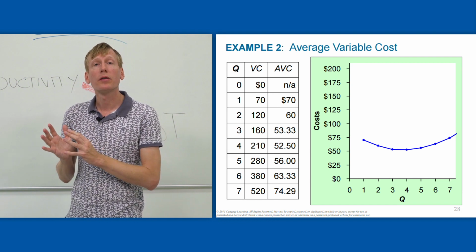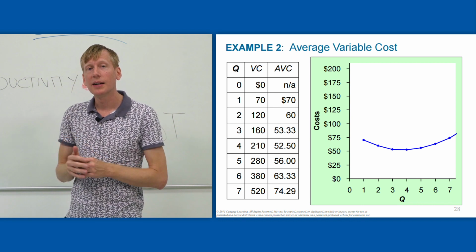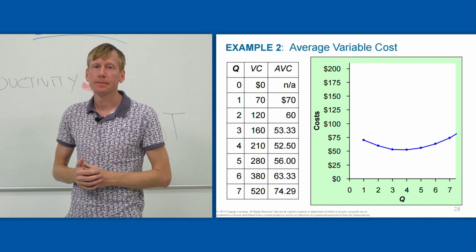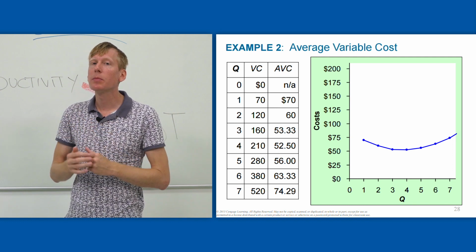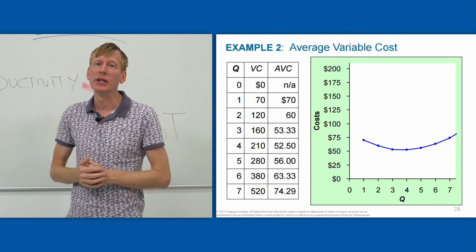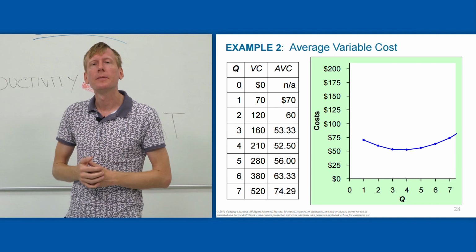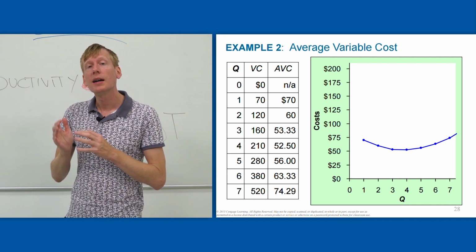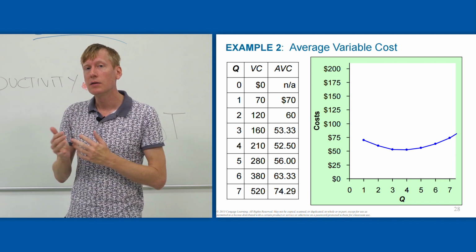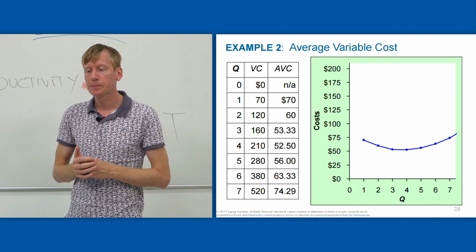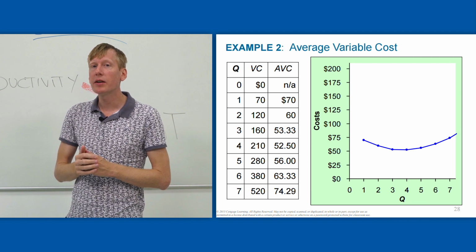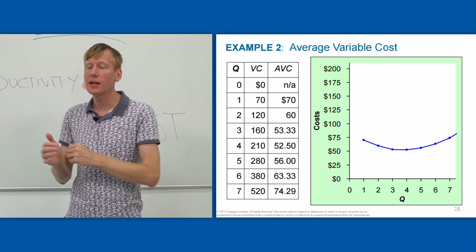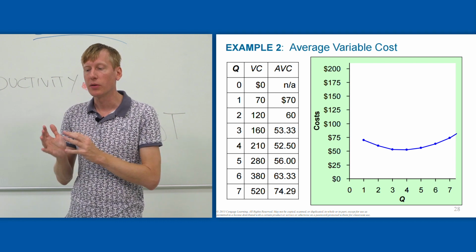For our third unit, our total variable cost increased from 120 to 160. Our marginal cost was now 40. But in this case, our average variable cost is simply 160 divided by 3, 53.3333. Now it's also fallen, just like marginal cost has fallen. Marginal cost fell from 50 to 40. Here our average variable cost has also fallen from 60 to 53.3333. Next, for the fourth unit, our average variable cost is 210, our total variable cost, divided by 4, our quantity of output, or 52.5, has fallen still further.